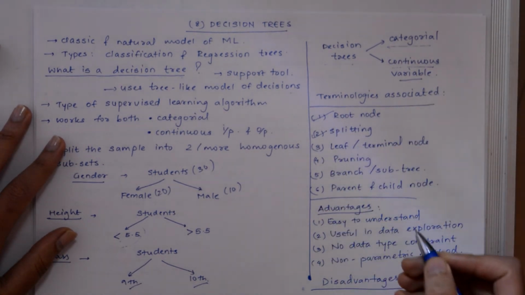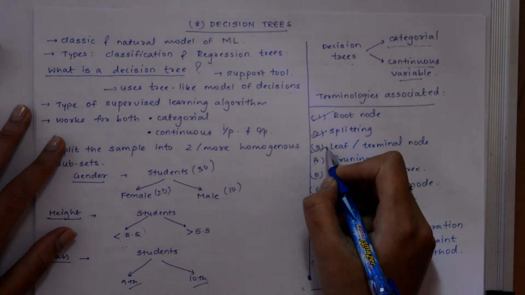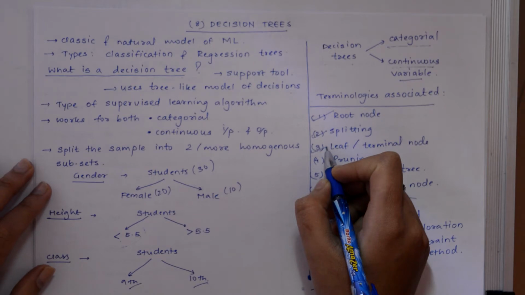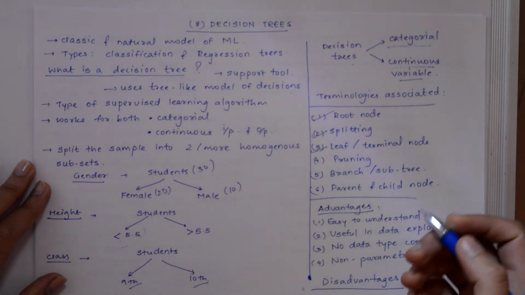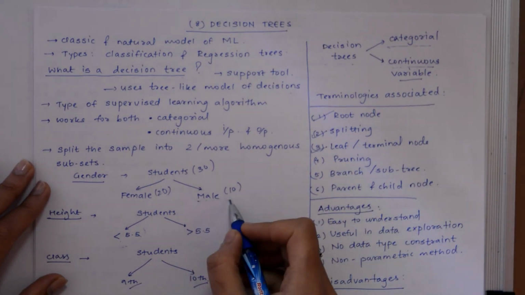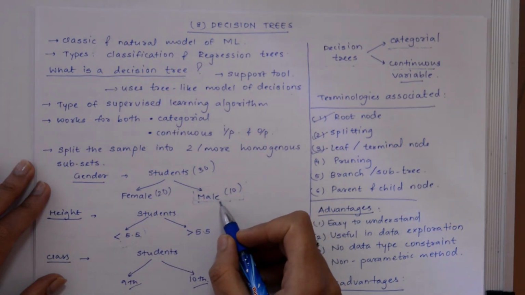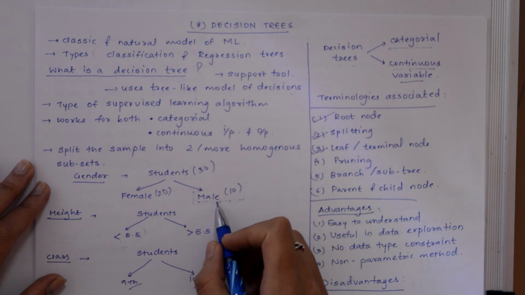Then we come to the leaf node. Leaf nodes are the nodes that do not split, and those are the terminal nodes. So like over here, this is the final node. This is not getting split anywhere. So this is the leaf node.